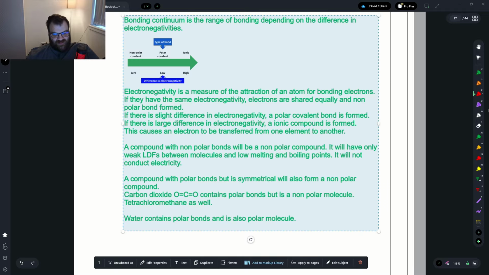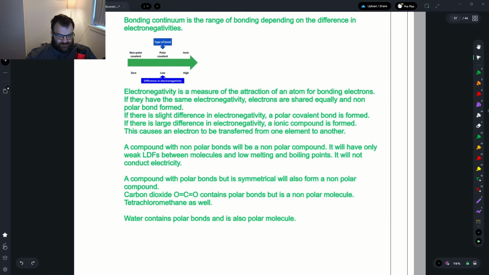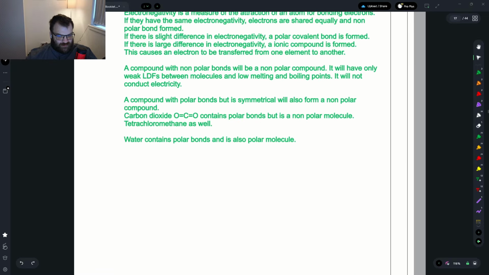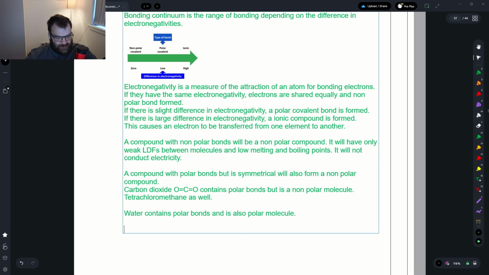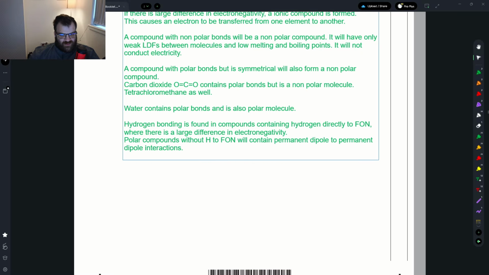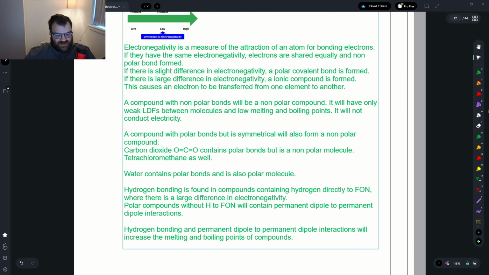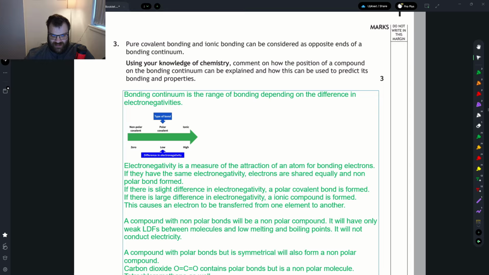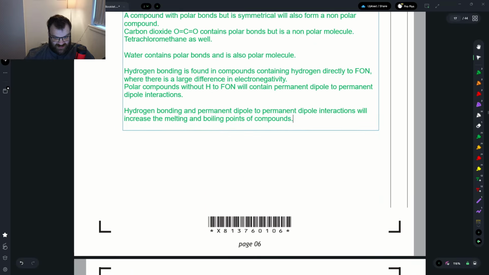If you have polar molecules, they will have either permanent dipole to permanent dipole interactions or hydrogen bonding. So let's do a wee bit on that. To have hydrogen bonding, we need hydrogen directly bonded to F, O, or N. Polar compounds without hydrogen bonded to fluorine, oxygen, or nitrogen will contain permanent dipole to permanent dipole interactions. And if you have hydrogen bonding or permanent dipole to permanent dipole interactions, they will increase the melting points and boiling points of substances. Right, next I'd probably want to talk about other properties.